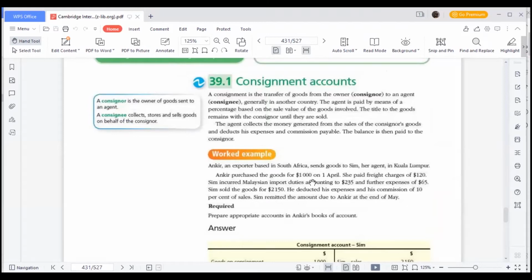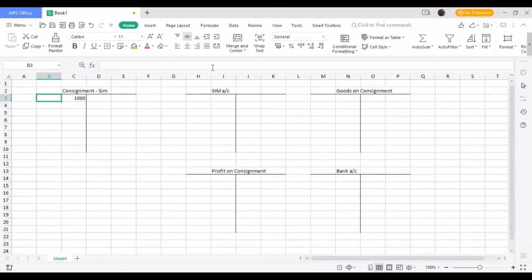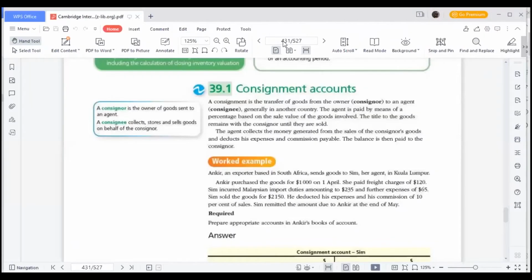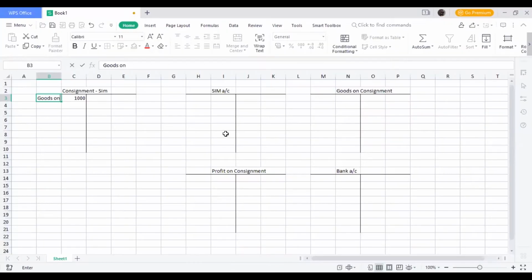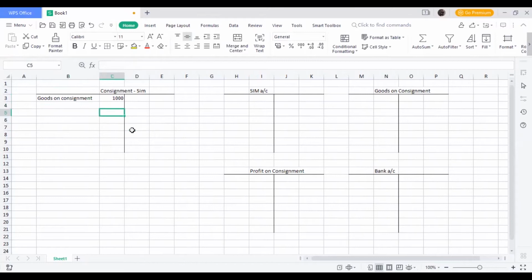Ankir purchased goods for 1,000 on April. So when you purchase things, it comes on the debit side because it's a purchase. And here, what do you represent? Here you will represent as goods on consignment. So once you record here, goods on consignment, you should transfer this amount to the goods on consignment account, 1,000. So debit your consignment Sim account, credit your goods on consignment account, saying consignment Sim.